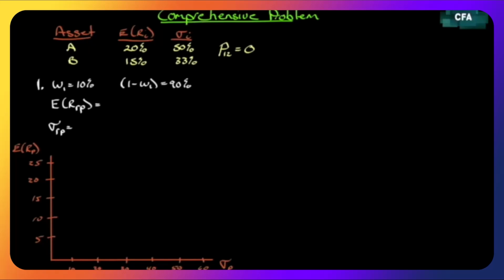Have a look at what we have up here. We have asset A and asset B. Expected return on each asset, the standard deviation of each asset, and a correlation of 0. Our first thing we want to do here is solve for this. We want to put 10% in asset 1, which means we're going to put 90% in asset not 1, which is asset B. So 10% in asset A, 90% in asset B.